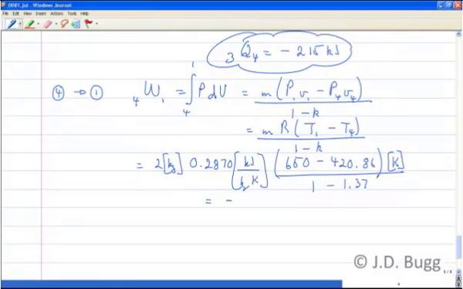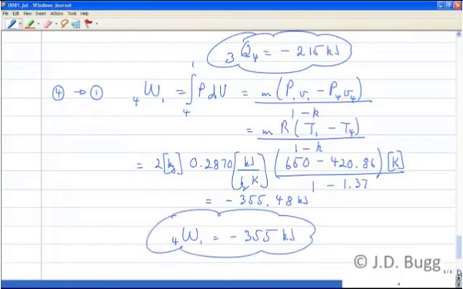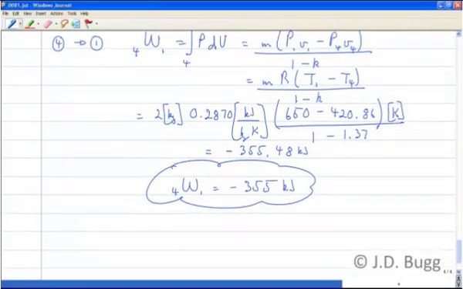negative again. So work is negative because it's a compression, work being done on the system. Negative 355.48 kilojoules. So that to 3 significant figures is just 355 kilojoules. So that's the work for our final process. And then heat transfer for the final process is 0 because it's adiabatic.